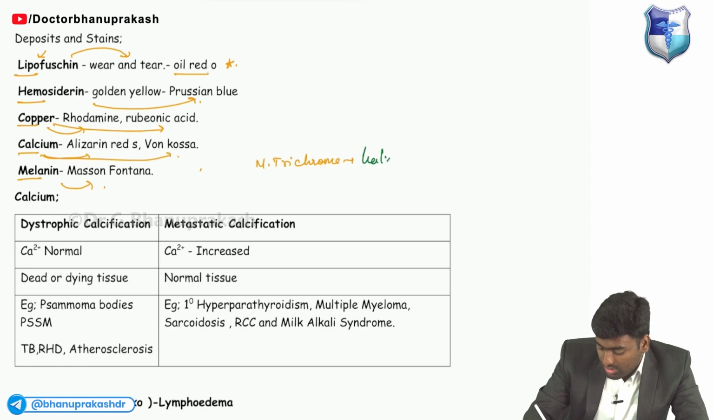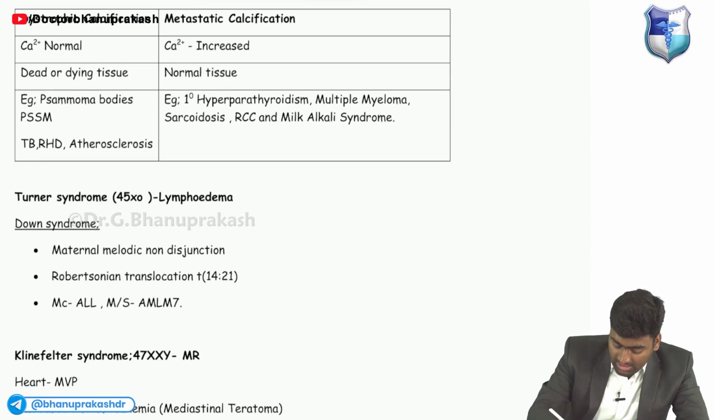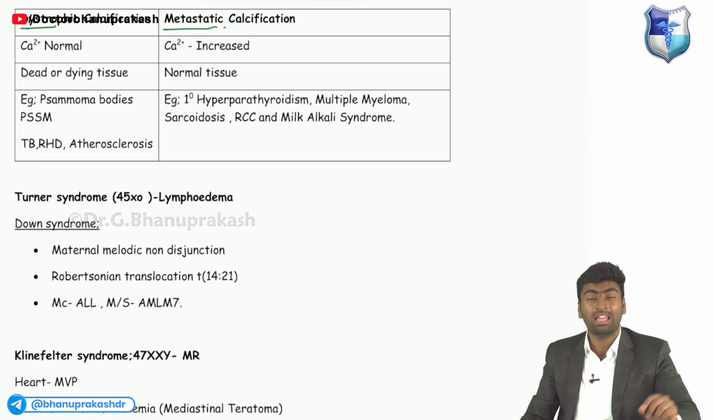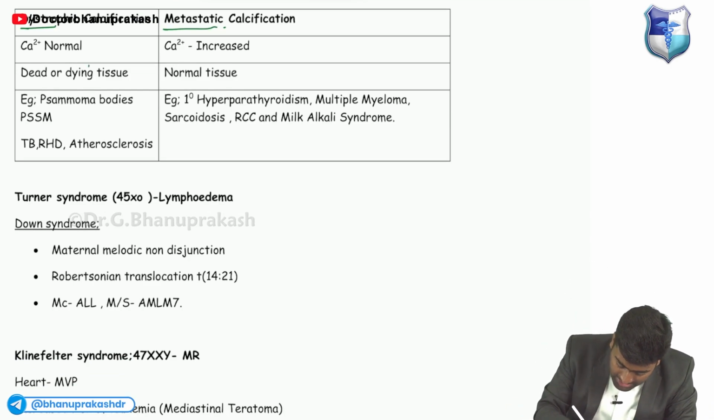Whereas Masson trichrome is used for healing or during granuloma formation. Okay. Then for calcium, we will see two things: dystrophic calcification and metastatic calcification. Remember, dystrophic calcification happens in dying tissue. The calcium level will be normal here.